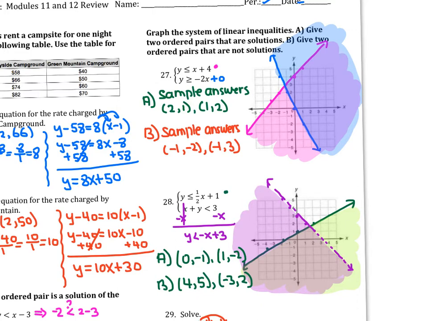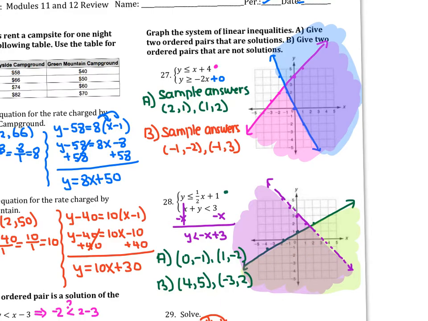Sample solutions would be (0, -1), which is in this spot, (1, -2), which is in this spot, and bad answers or non-solutions would be (4, 5), which is here, and (-3, 2), which is in this purple, but it's not in this shaded area.